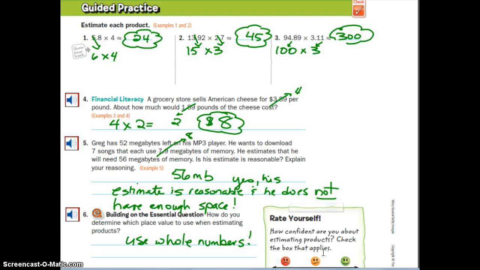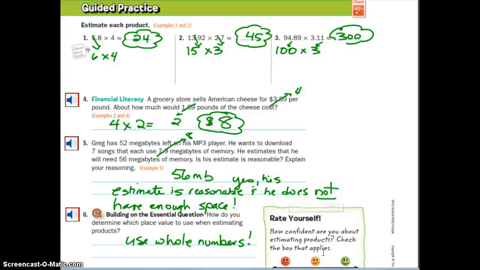All right, in number 1 I got 24, number 2 I got 45, number 3 I got 300. And again, remember, these are estimates. So if your estimate is not exactly the same as mine, but in the ballpark, it's good. Why? Because they're estimates. In number 4, we rounded up to $4 and 1 pound, so that's $8. So we know that actually it's a little bit cheaper.